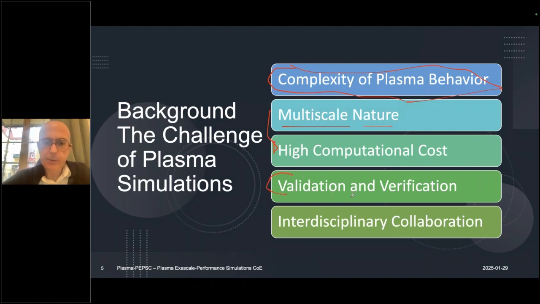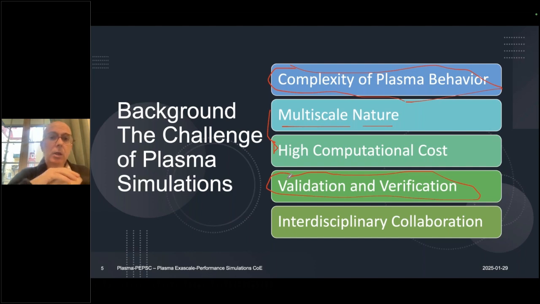Also, there is a validation and verification part that is extremely important. All the tools that I'm showing here are used for predicting the behavior of plasma in technological systems. It might be in the tokamak, in the fusion device, and then compared to experiments.